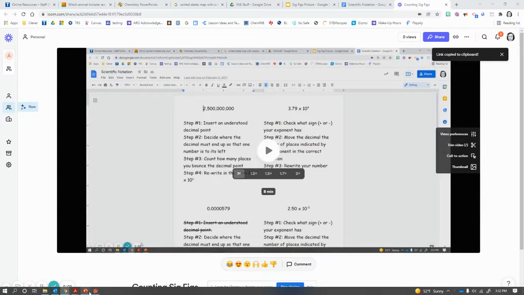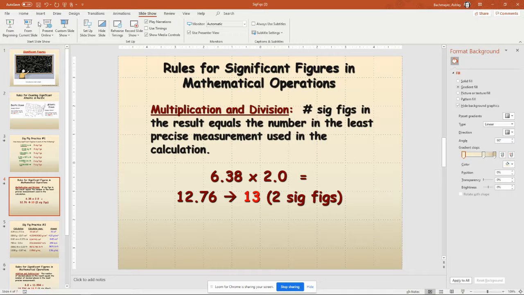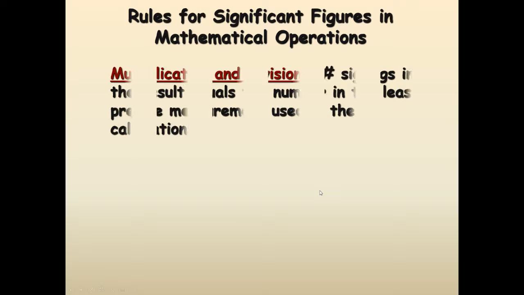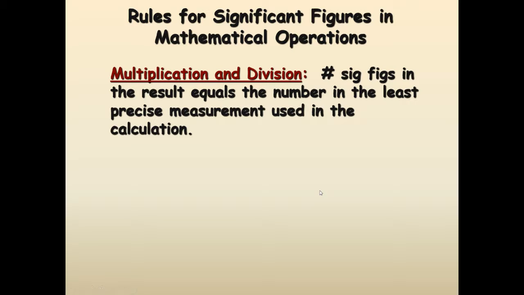Okay, in this video we're going to be looking at how we actually do math with sig figs. There are rules for different mathematical operations. We pair up adding and subtracting, and then multiplying and dividing. The first one we're going to look at is the rule for multiplication and division.